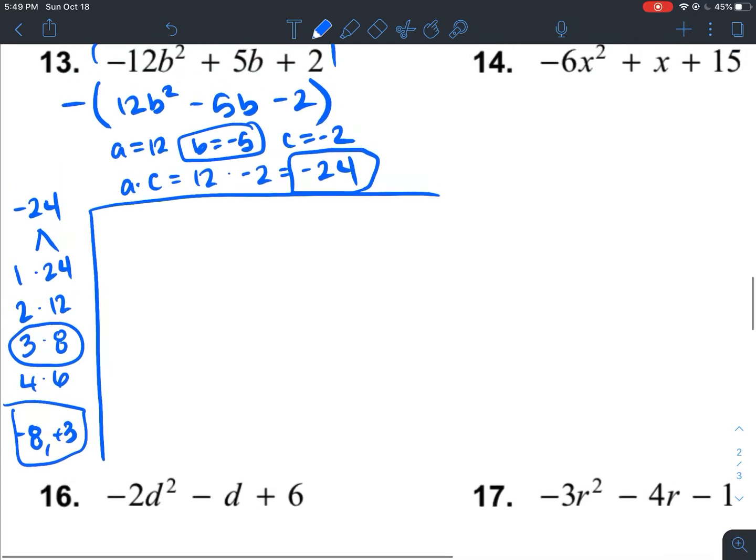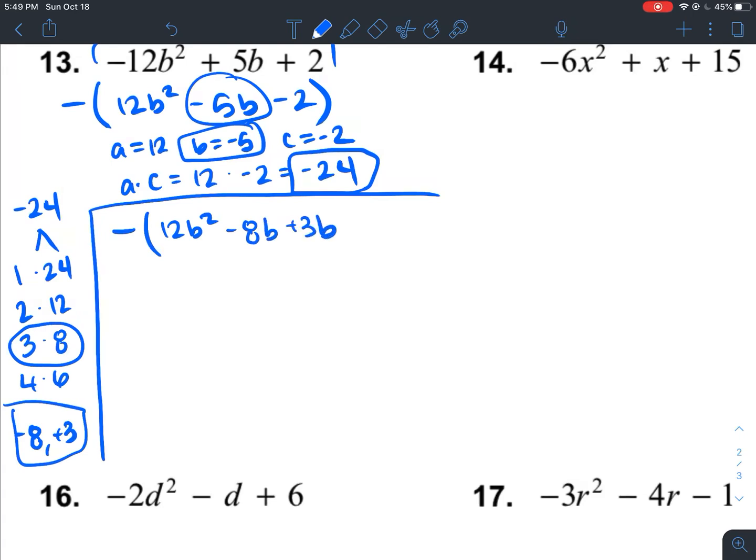So we want to rewrite what we have here, but also remember that we have a negative outside here. So we have negative 12b squared, and instead of negative 5b, we're going to write negative 8b plus 3b minus 2. Keep in mind that this together equals negative 5b. Okay. So now factor by grouping, but just remember that we have the negative outside. Always remember that we have the negative outside.